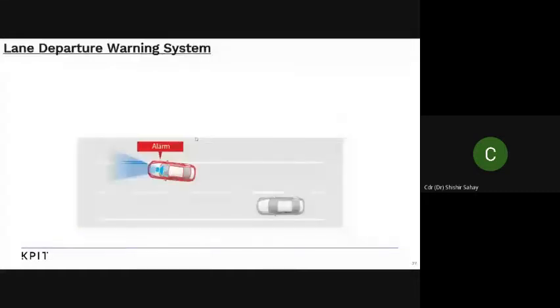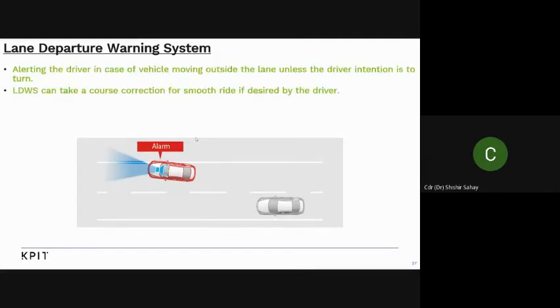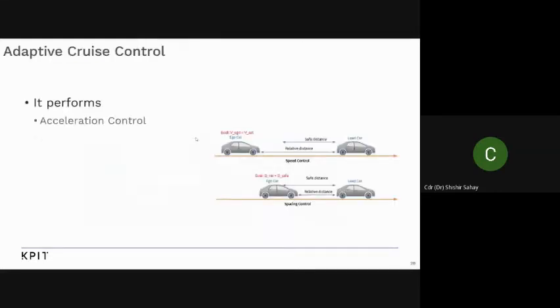I think we are already into about 40 minutes. So I will just browse through. I will not even talk anything. Lane departure warning system. It's very clear to you what it talks about. Adaptive cruise control. Keyword is adaptive. I set a particular speed, but automatically I'm able to change my set speed depending on the motion of the other vehicle in front of me.